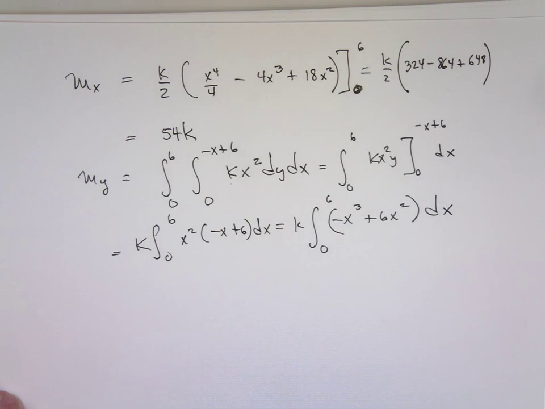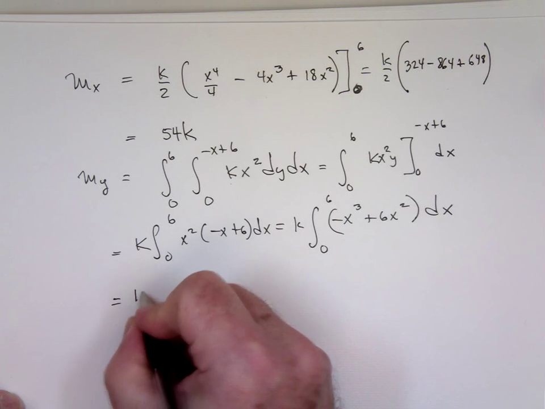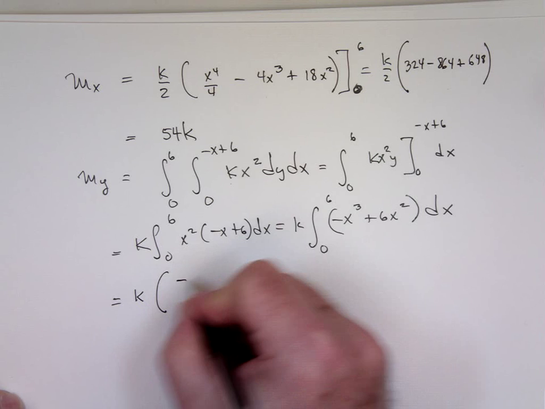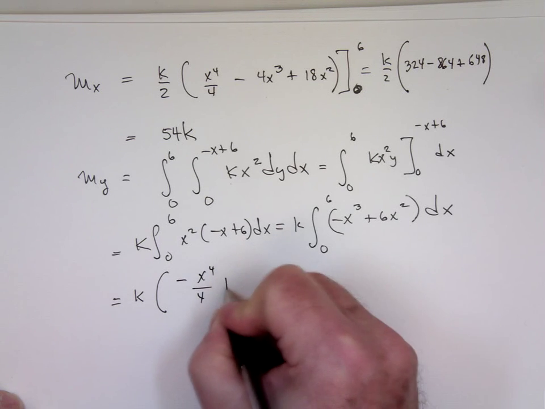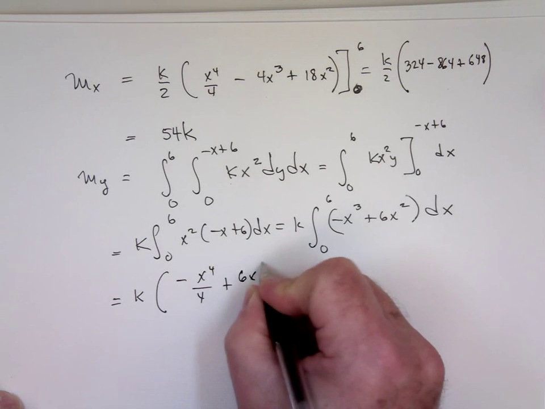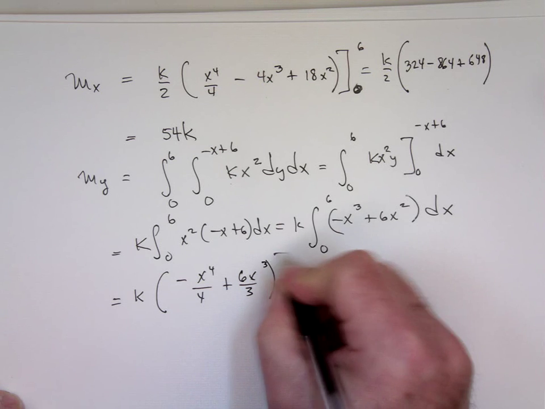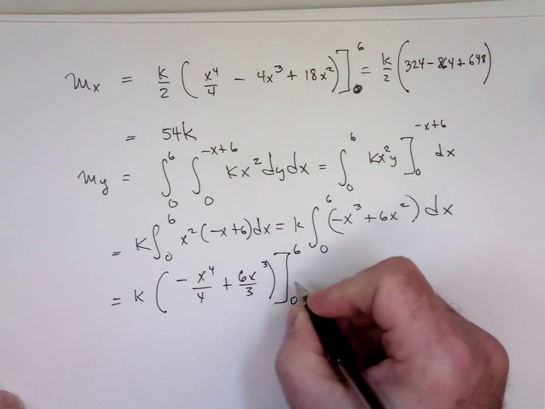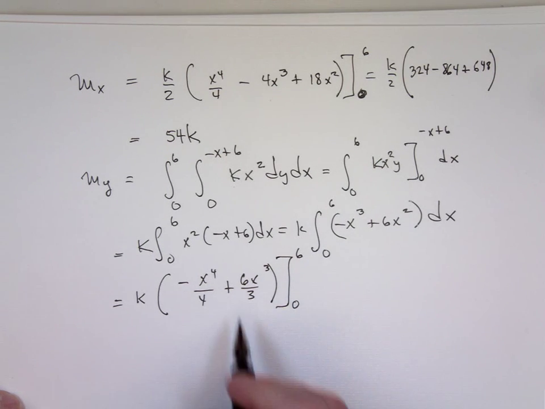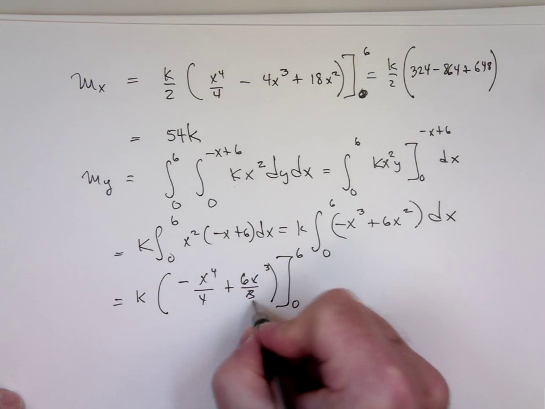That's equal to k times negative x to the fourth over 4 plus 6x cubed over 3, from 0 to 6. I should have simplified that to a 2. 3 goes into 6 twice. Okay, that's 2x cubed.